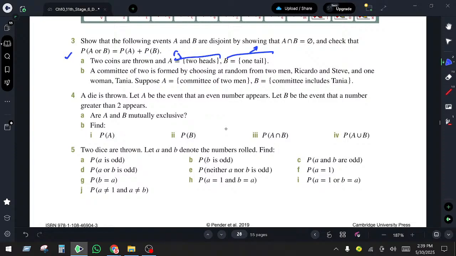Show that the following A and B are disjoint by showing A intersection B is equal to empty. Check P(A or B) is equal to probability of A plus probability of B. Then what happens here? Probability of A intersection B is equal to probability of A plus probability of B minus probability of A union B, and this comes to here. Minus will happen. So probability of A plus probability of B minus the same quantity is 0. So probability of A intersection B is 0, which means there is no output. There is no expected output. It is empty.